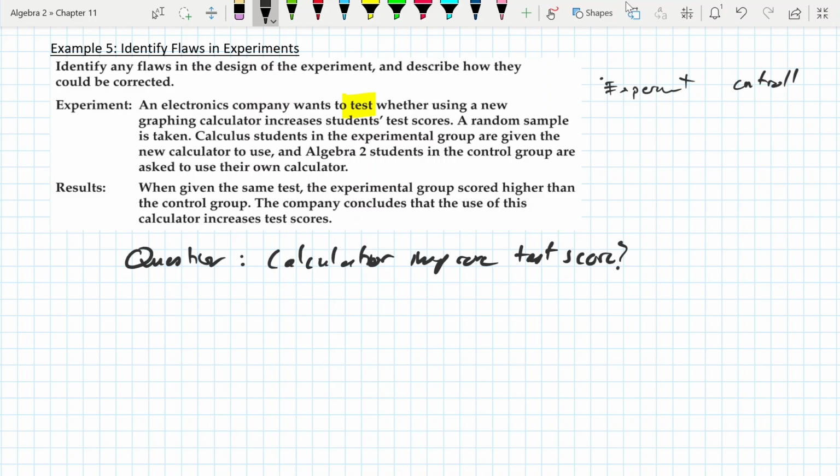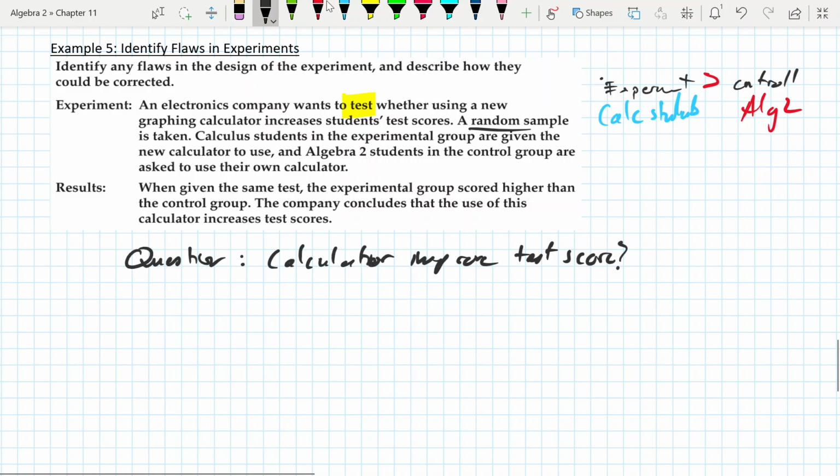A random sample is taken. So random, that's good. Calculus students in the experimental group are given a new calculator to use. So experiment group, calc students. And algebra 2 students in the control group are asked to use their own calculator. So in the control group we have algebra 2 students. When given the same test, the experimental group scored higher than the control group. So experiment scored higher than control. The company concludes that the use of the calculator increases the test score.